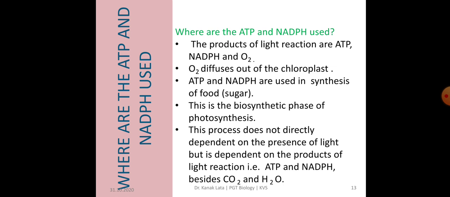Now the next topic is where are ATP and NADPH used? As we know, the products of light reaction are ATP and NADPH and also oxygen. Oxygen diffuses out from the chloroplast into the atmosphere, whereas ATP and NADPH are used in the synthesis of food, particularly sugar. So this is called the biosynthetic phase, which does not directly depend on the presence of light, but it is dependent on the products of light reaction, that is ATP, NADPH besides carbon dioxide and water.